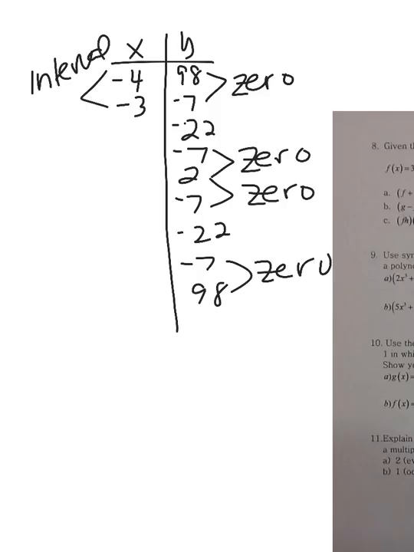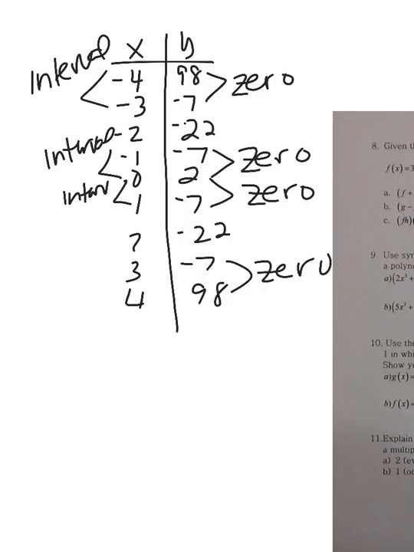And then I have negative 2, negative 1, 0. Negative 2, negative 1 is 0. There's my interval. 1, 2, 3, 4. So 0, 1 is an interval. And 3, 4.